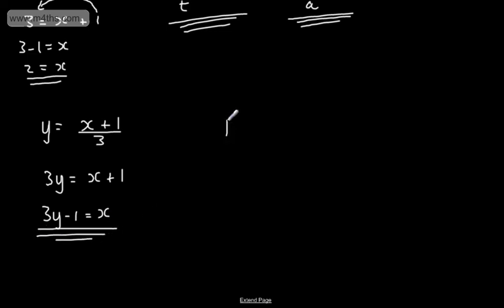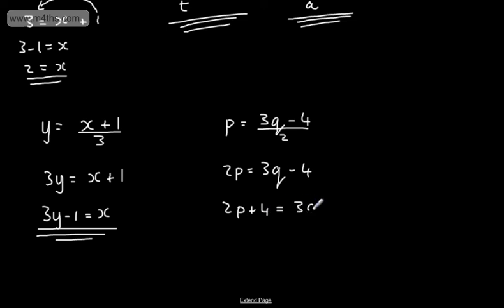If we had now p is equal to 3q minus 4 divided by 2, and we wanted to make q the subject of the equation, we would multiply both sides by 2. That would give me 2p is equal to 3q minus 4. I would now add 4 to both sides, so 2p plus 4 is equal to 3q. And finally, I would divide both sides by 3. So 2p plus 4 divided by 3 will be equal to q, and q is now the subject of the equation.